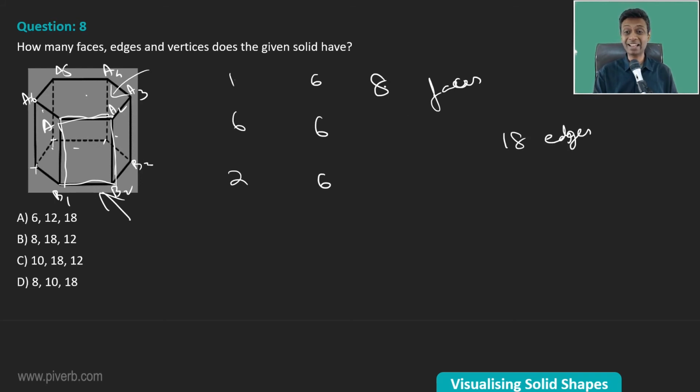Vertices, the top hexagon has 6 vertices. Bottom hexagon has 6 vertices. Connecting these are edges, but there is no other vertex beyond this. So there are 12 vertices.